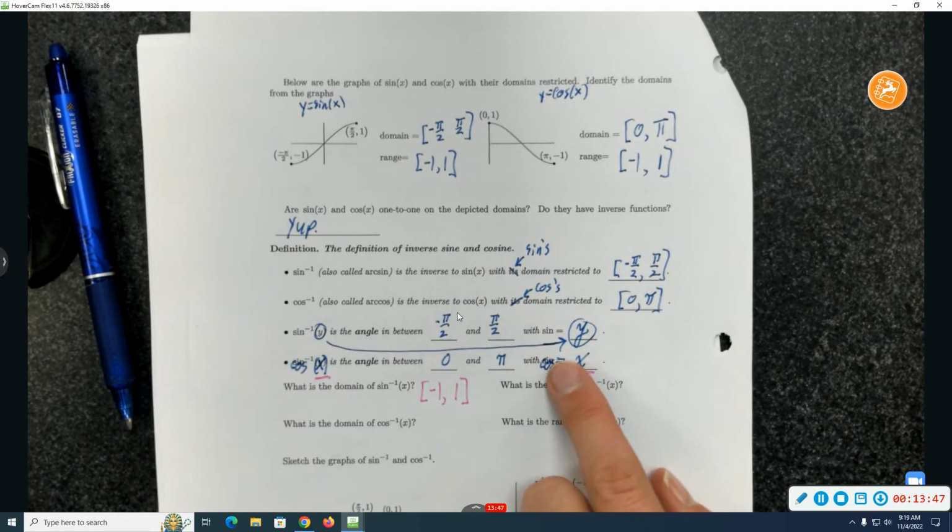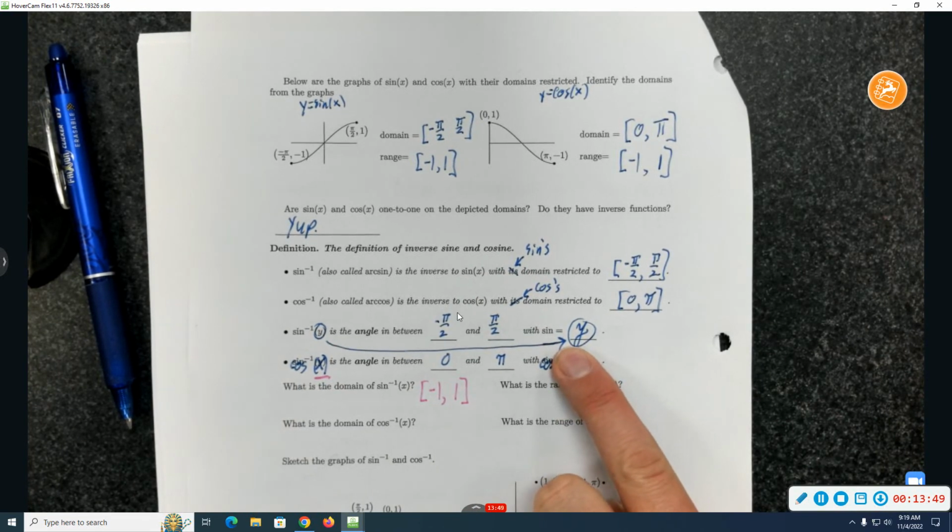But it also needs to be a number that can actually be hit by sine. And what outputs does sine ever take? What's the biggest sine can be? What's the smallest? So that'll be between -1 and 1.